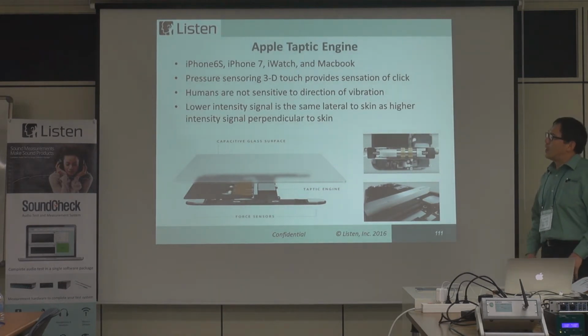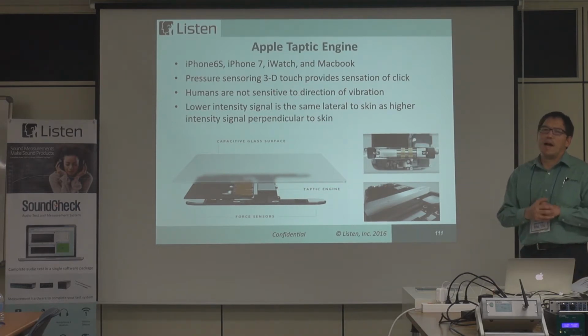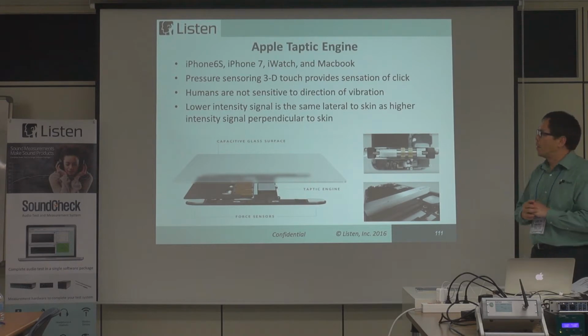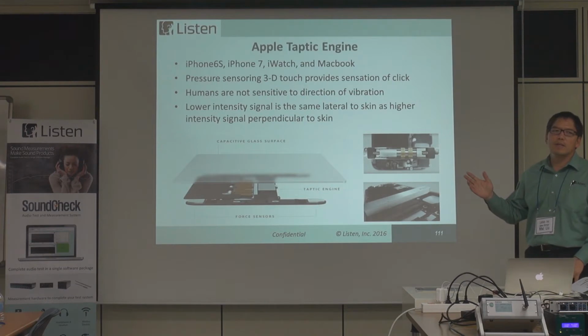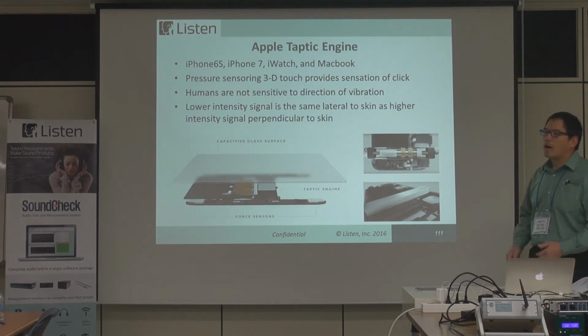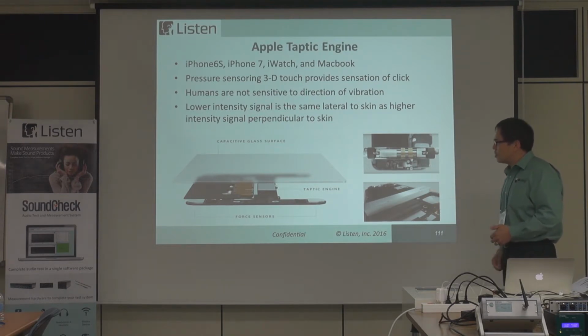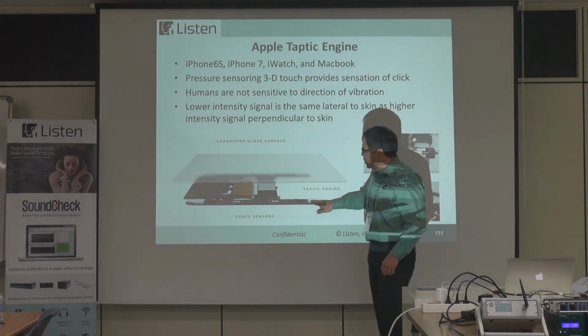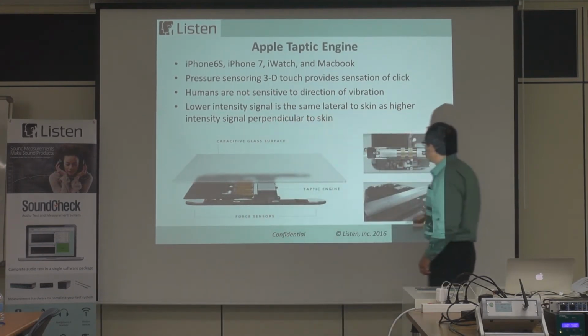Now this is one we see a lot of, at least in the US, it's very famous now. It's called the taptic engine. So instead of haptic, it's taptic. And that's just an Apple term for the same thing we've been talking about. And it's actually available today in the iPhone 6s, iPhone 7, the iWatch, and the MacBook Pro, and it has the pressure sensing 3D touch. So here are the 4 sensors, and under here is a linear motor. It looks like this.